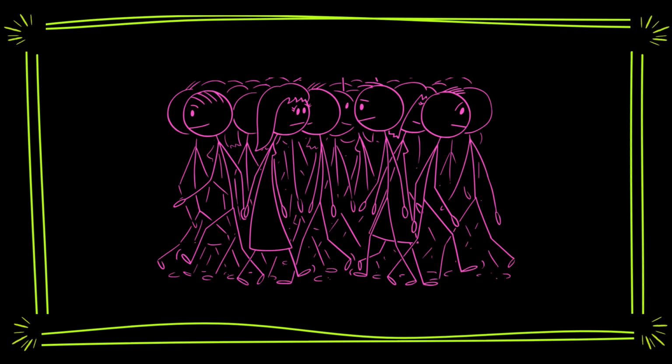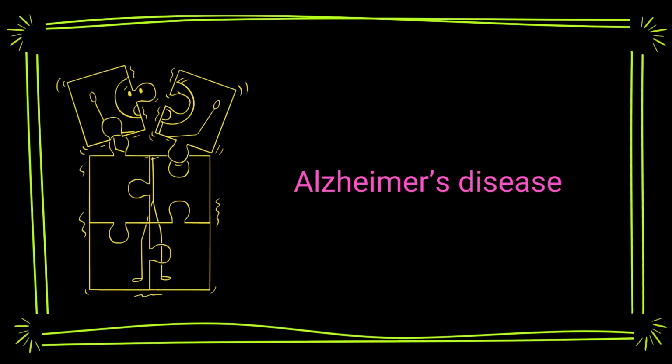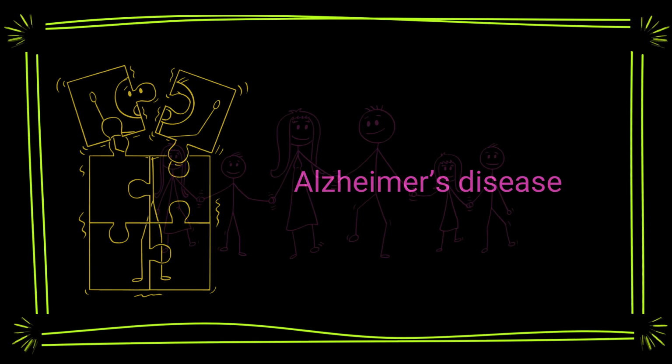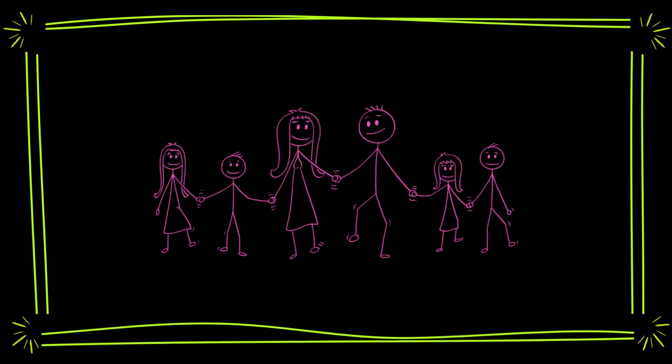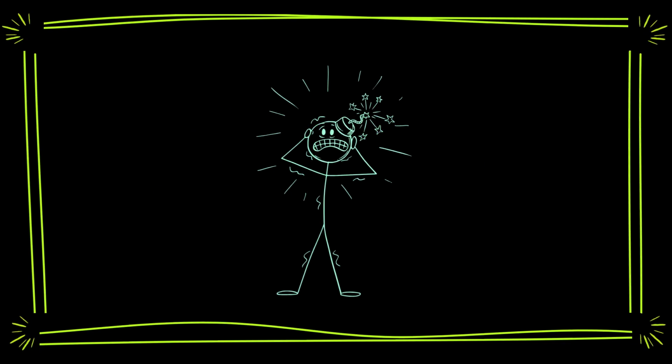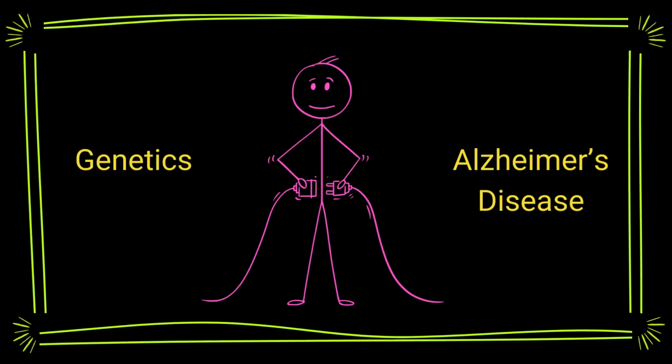Millions of people live with Alzheimer's disease. What if I told you there is a form of Alzheimer's that targets families generation after generation, a genetic time bomb hidden within our DNA? In this video, we'll explore the connection between genetics and Alzheimer's disease.